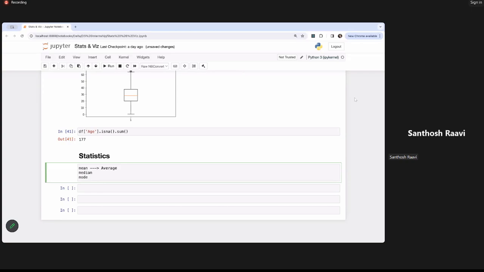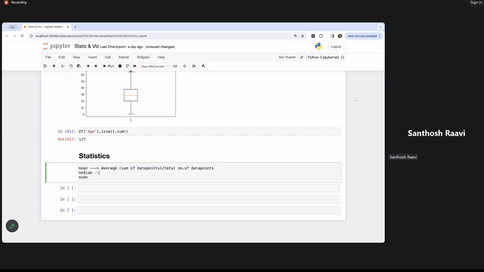Okay, so how will you calculate it? Sum of all data points, you divide it by the total number of data points. Okay, that's the thing we have already done in the previous class.